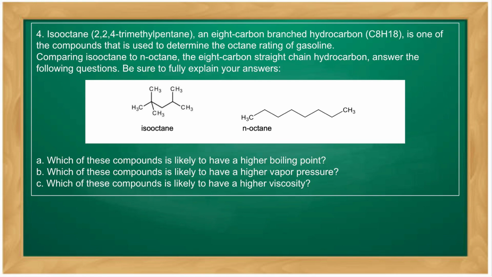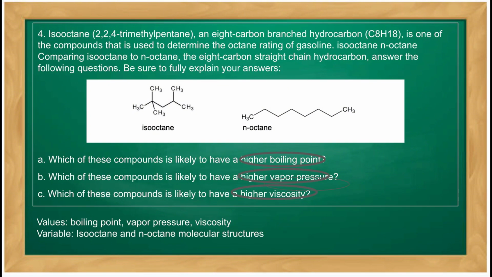Values are things that can be measured. The question is asking which has a higher boiling point, vapor pressure, and viscosity. Boiling point, vapor pressure, and viscosity are going to be the values that we're looking at. The variables are going to be the isooctane and n-octane molecular structure. Variables are things that differ between two things being compared, and because these are the same compound, the only thing that we can compare are the shapes of the compounds and the molecular structures.